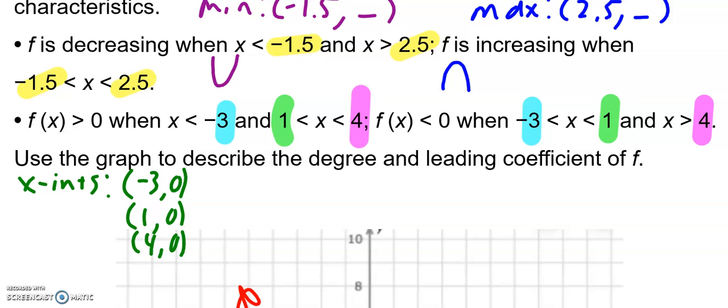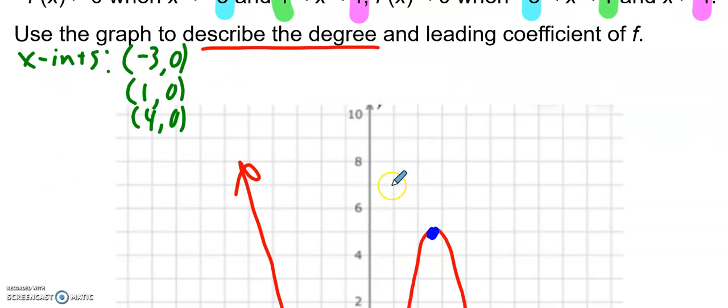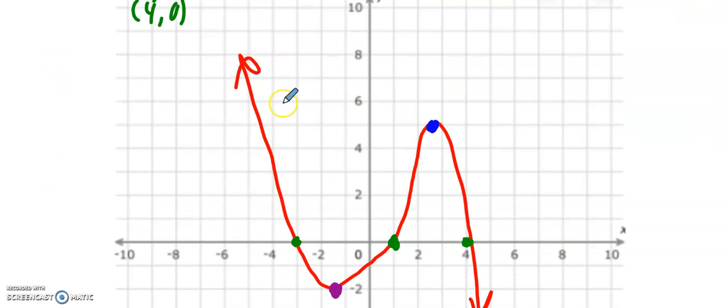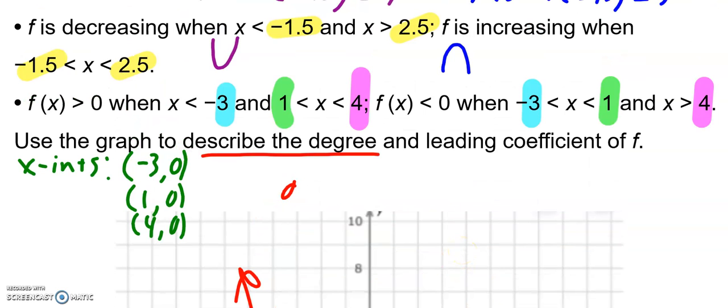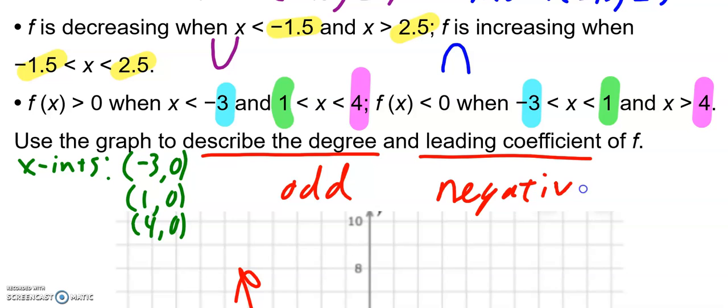Then to describe the degree, I can see the end behavior is up left, down right. So in this case, again, the degree is going to be odd, but this time the leading coefficient is going to be negative.